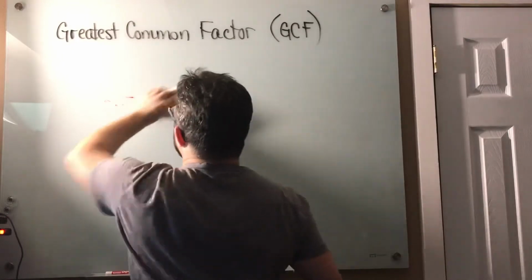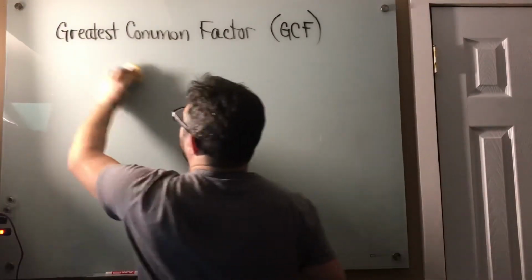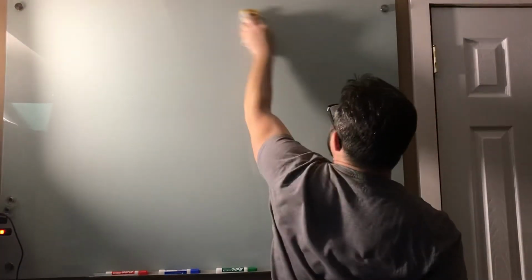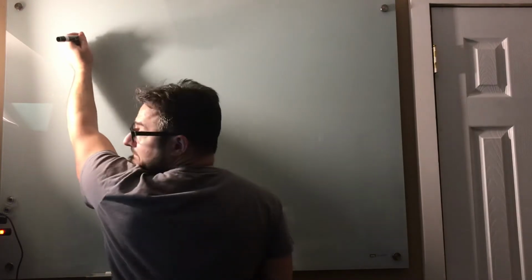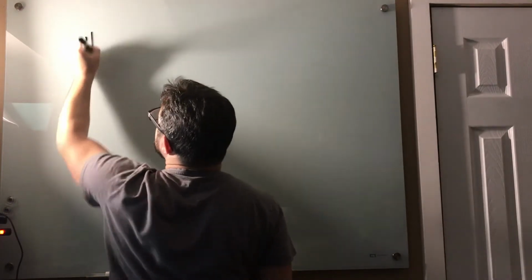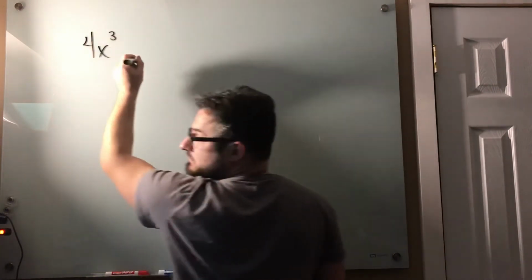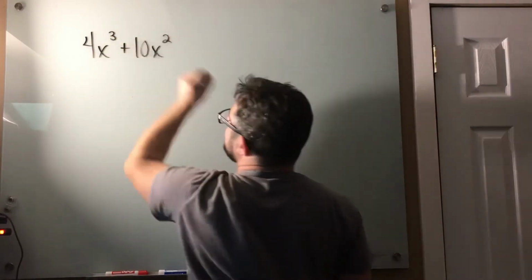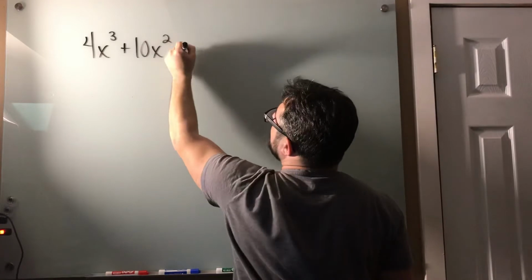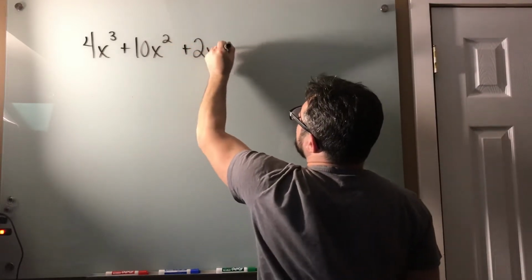The grouping method is based on the idea that while there may not be a common factor among the entire polynomial, there might be if we only consider it a couple terms at a time. So, for example, (4x cubed plus 10x squared plus 2x plus 5).